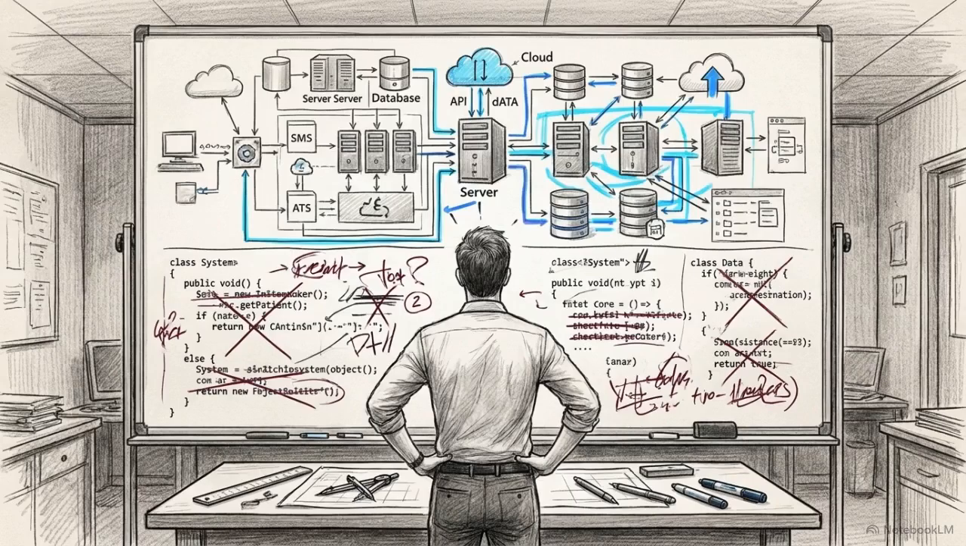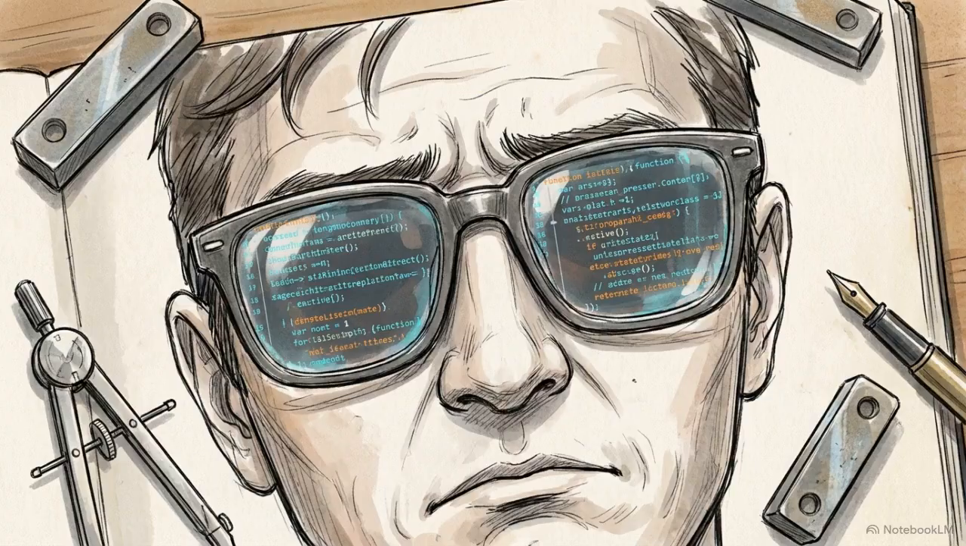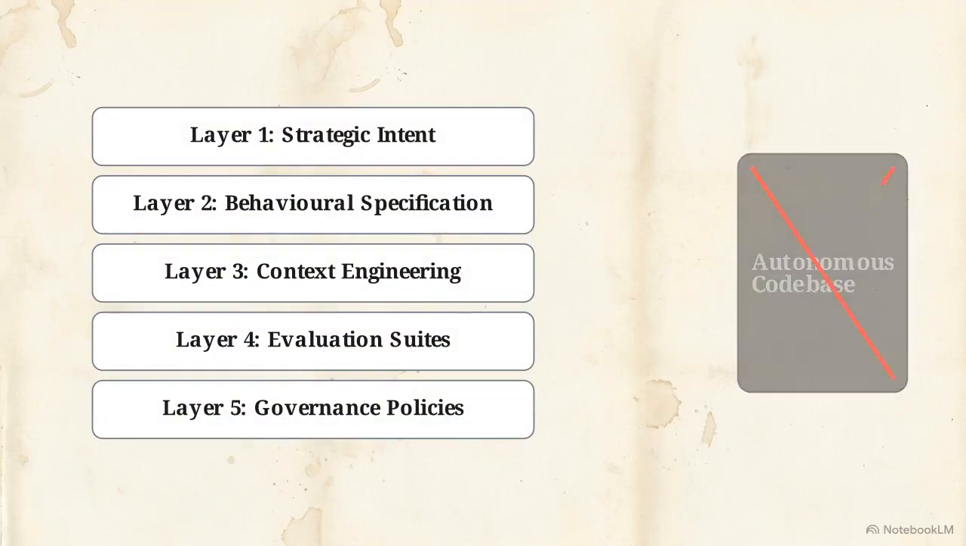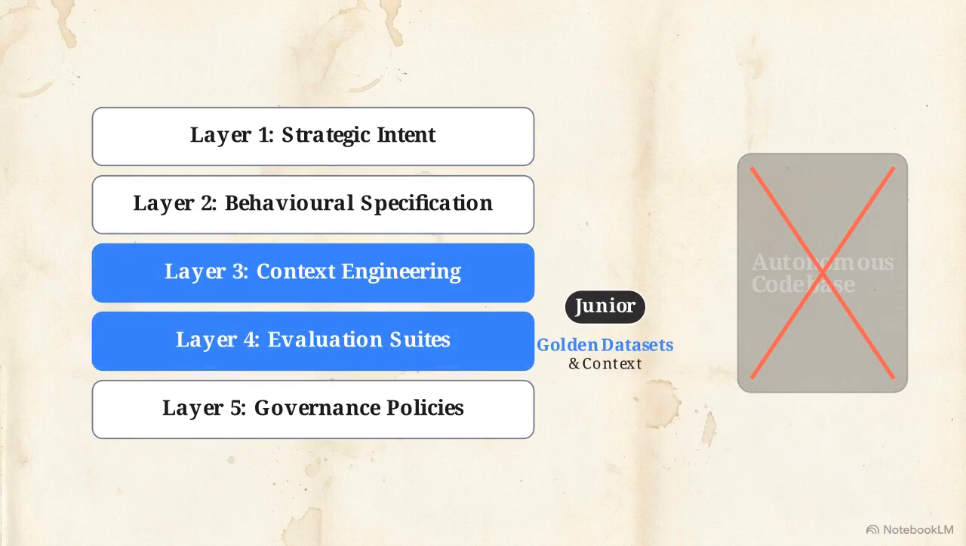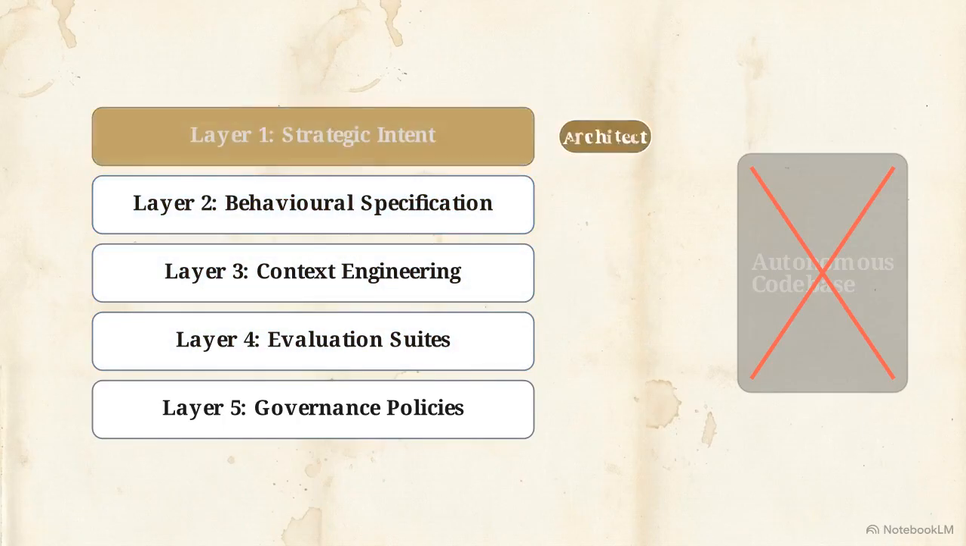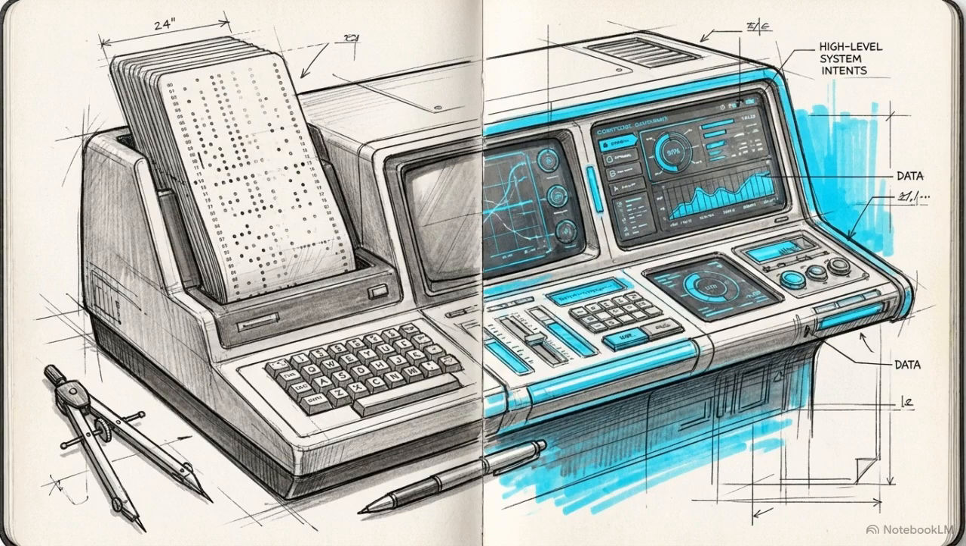This shift presents a systemic challenge known as the junior developer cliff. If AI handles all the routine coding tasks, how do junior engineers ever develop the deep understanding needed to become architects? The path forward involves an apprenticeship model, where juniors learn by building inside the specification stack, not the codebase. They begin with context engineering and golden datasets. By defining the evaluation criteria, they learn exactly what correct system behavior looks like before they are ever asked to define a high-level architecture.